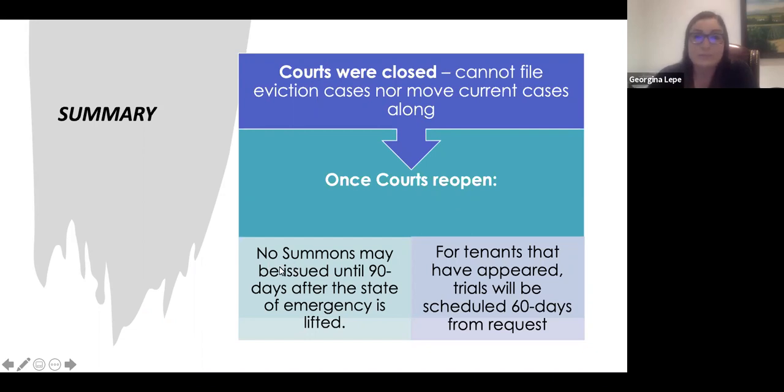No summons may be issued until 90 days after the state of emergency is lifted, or when the Judicial Council decides to vote on that matter. And for tenants that have filed their answer in court, the trials will be set 60 days from the request.